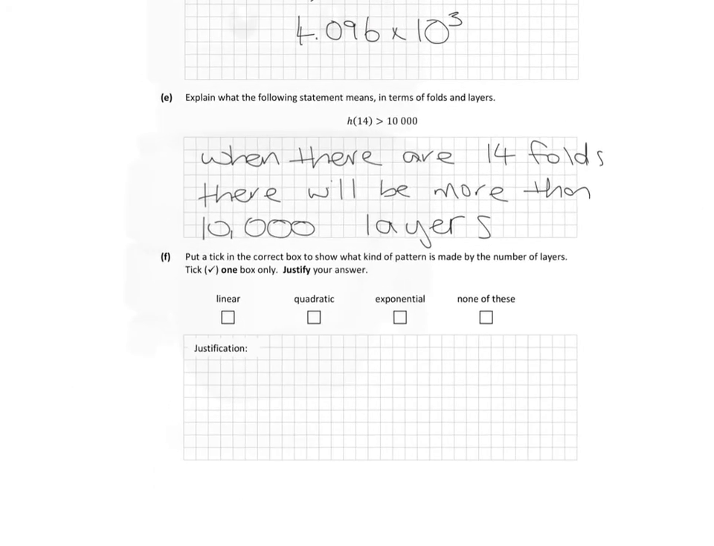Okay, the next question then, put a tick in the correct box to justify what kind of pattern is made by the number of layers. So it's definitely an exponential, because it doubles every time. The function doubles every time. We started with 2, then 4, then 8, 16, 32, 64, etc.